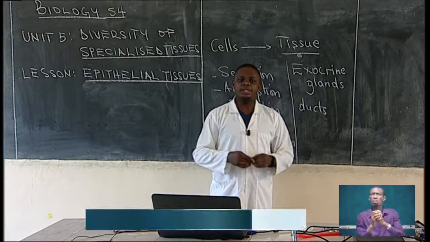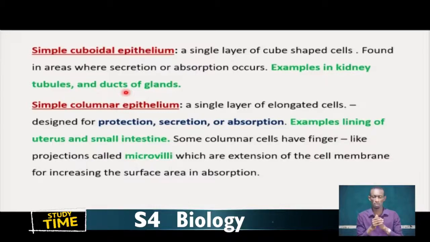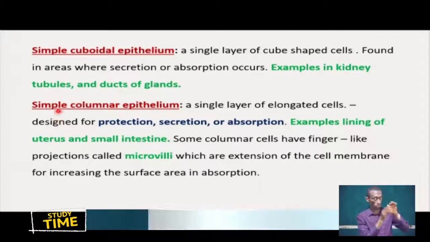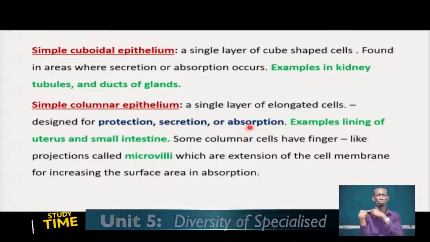So those glands have simple cuboidal epithelium. Then we have another one which is called simple columnar epithelium. Simple means one layer, columnar means cells are elongated. So we say a single layer of elongated cells designed for protection, secretion, and absorption.